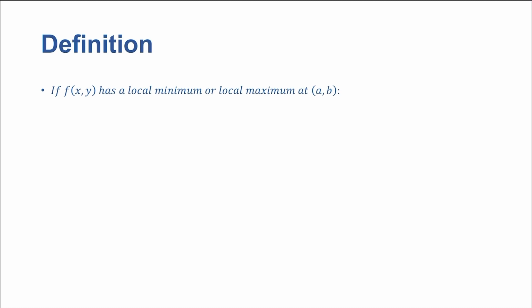Here's a definition for you. If f of x and y has a local minimum or a local maximum at a point (a, b), then the partial derivative with respect to x at (a, b) is going to be equal to the partial derivative with respect to y at (a, b), which will be equal to 0. So what is this saying?